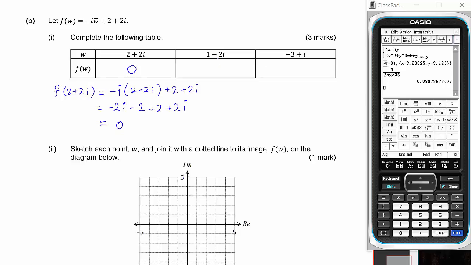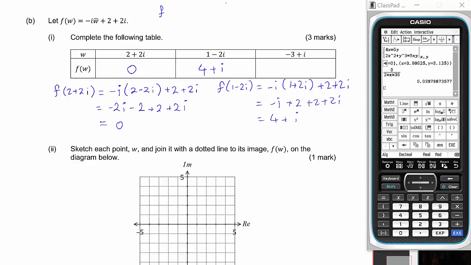So let's do the same thing for this one here. f of 1 minus 2i is going to be negative i times 1 plus 2i plus 2 plus 2i. So that's negative i, take away 2i squared, that will end up being plus 2 plus 2 plus 2i, and that is 4 plus i. So we've got negative 3 plus i.